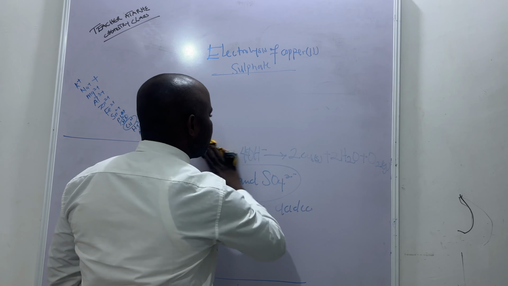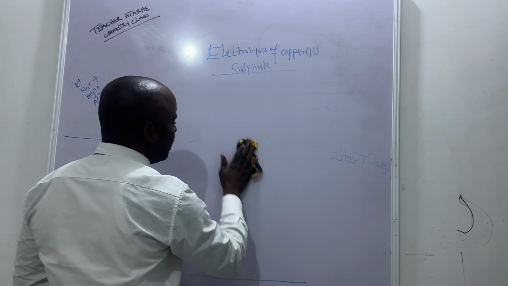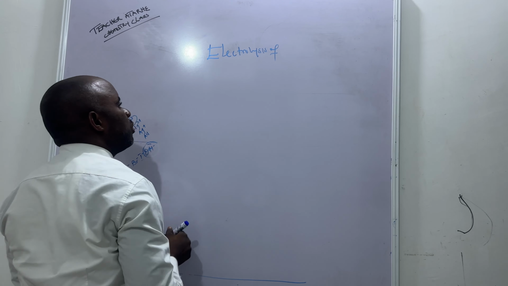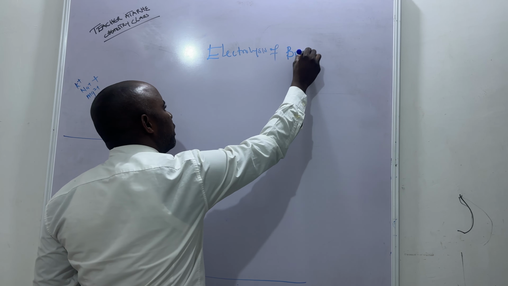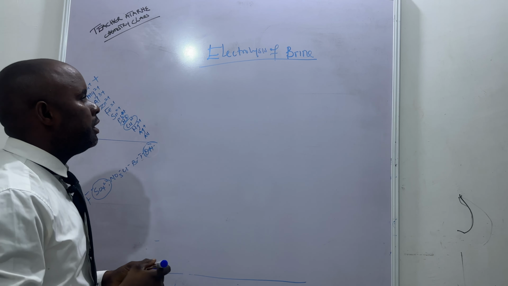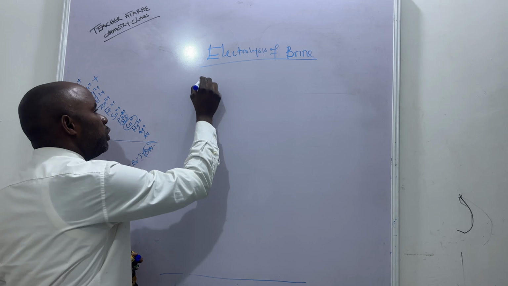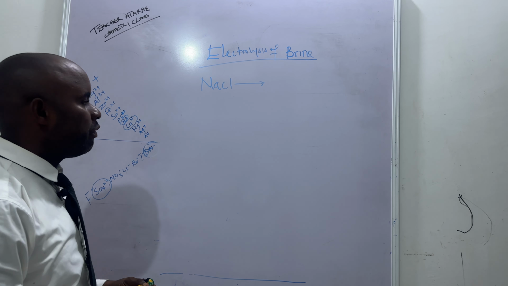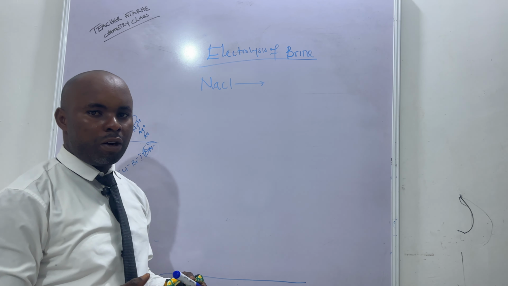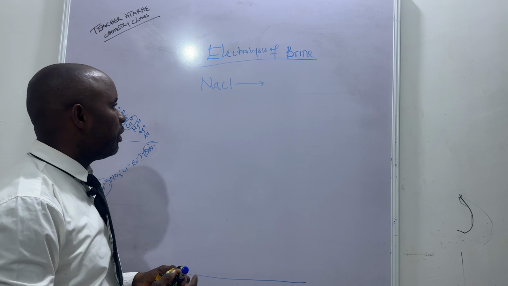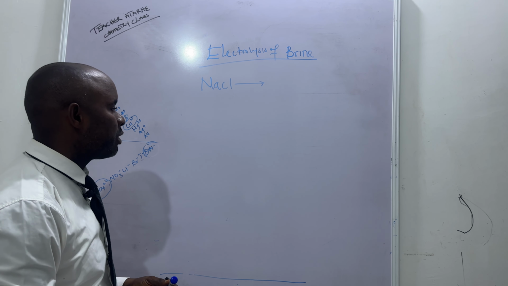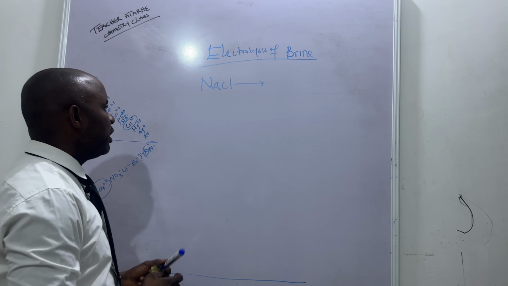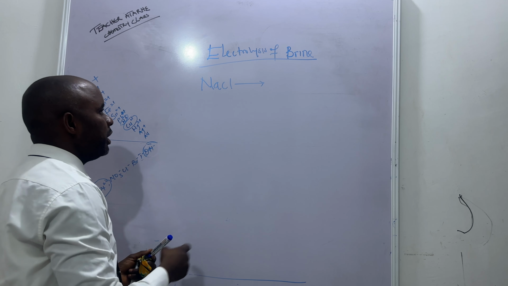Electrolysis of brine. Brine is sodium chloride. Sodium chloride electrolysis is a very important method of obtaining chlorine gas. You know, chlorine gas is a very important gas and is very poisonous as well. It is used to kill germs and for other useful things in industry. So this is a very commercial method of obtaining chlorine gas.